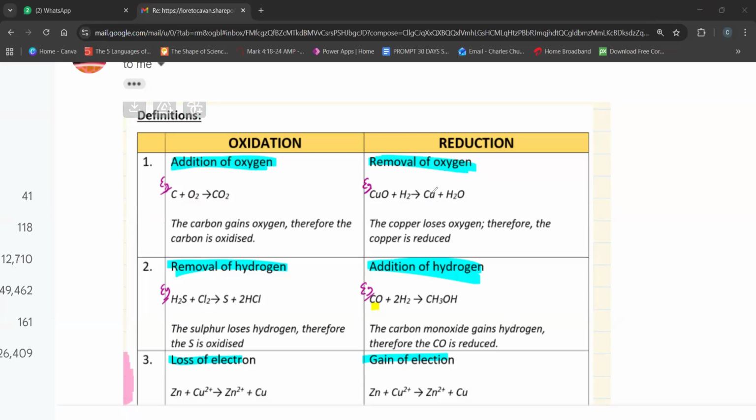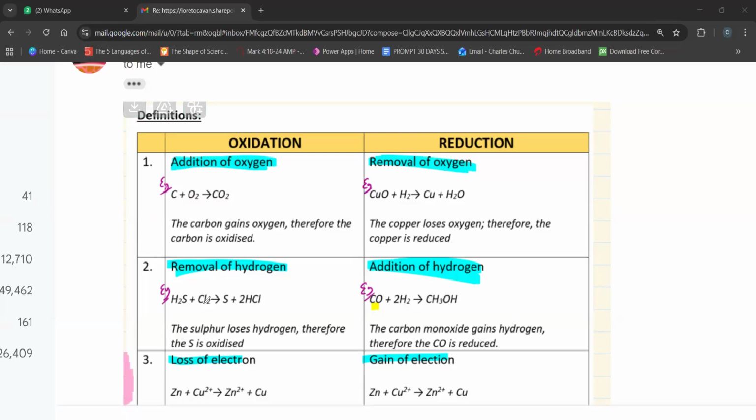So this is removal of oxygen. And so you can say that the copper(II) oxide was what? Reduced. Okay, so that's quite straightforward. Reduction: removal of oxygen.